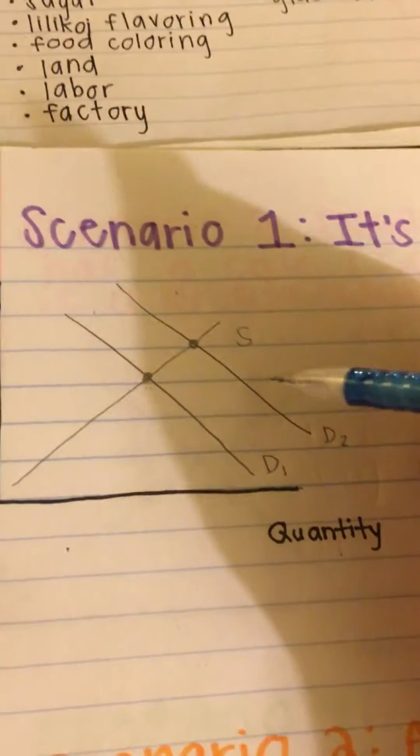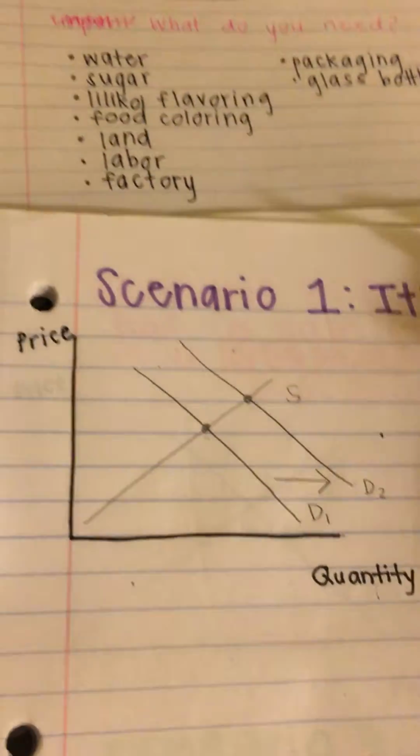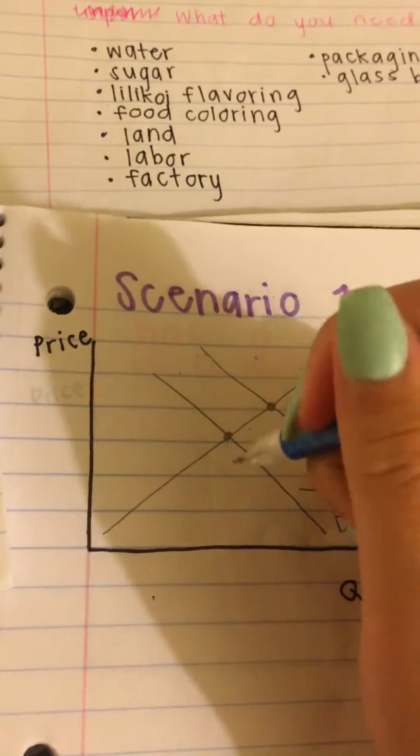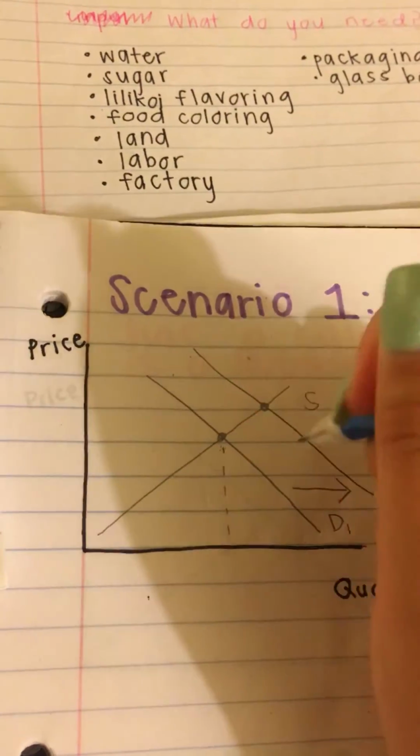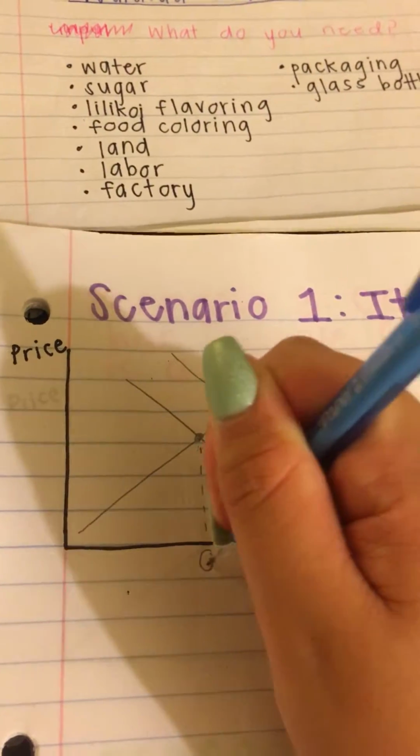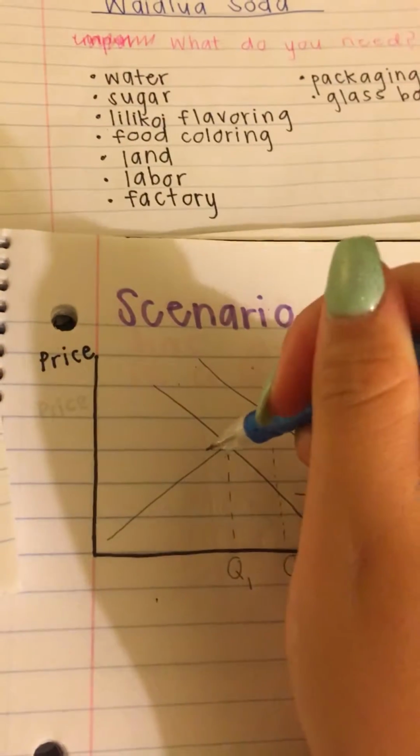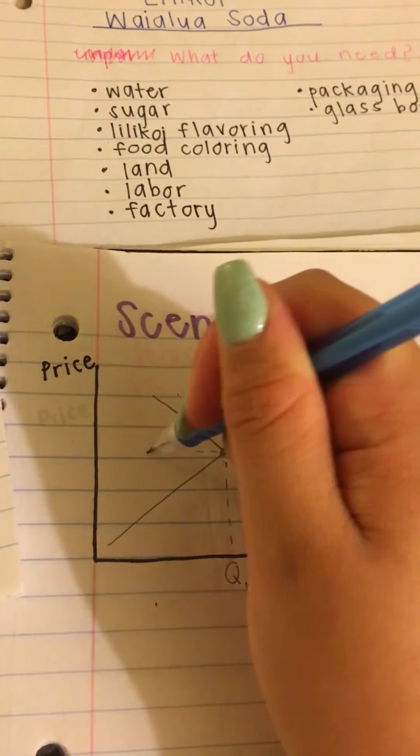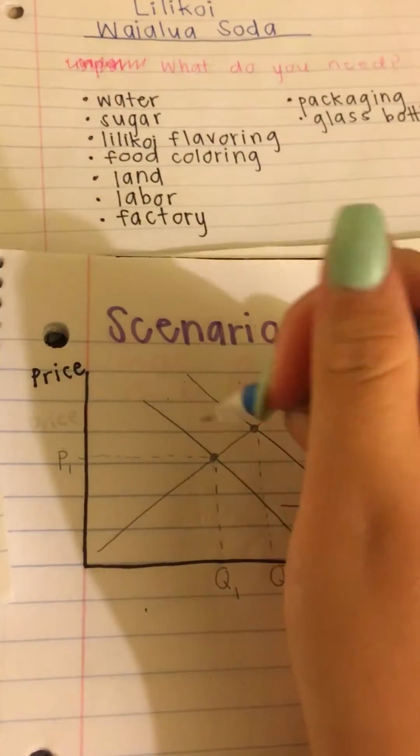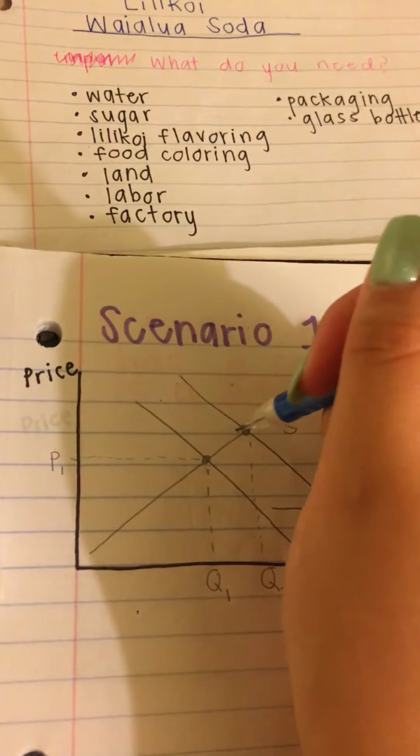Anyways, so we have our shift to the right, which is an increase in demand. And then as you can see, the supply stays the same. So I'm going to drop down a nice little dotted line. And now we have quantity 1 and quantity 2. And then after that, you're going to draw your line here. So this is your first price. And then this is your second price right here.